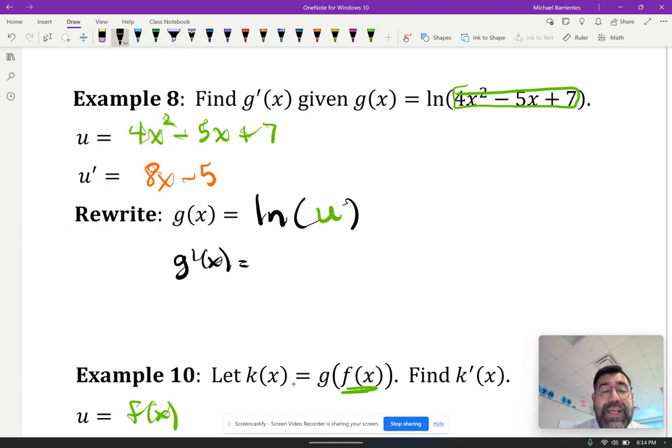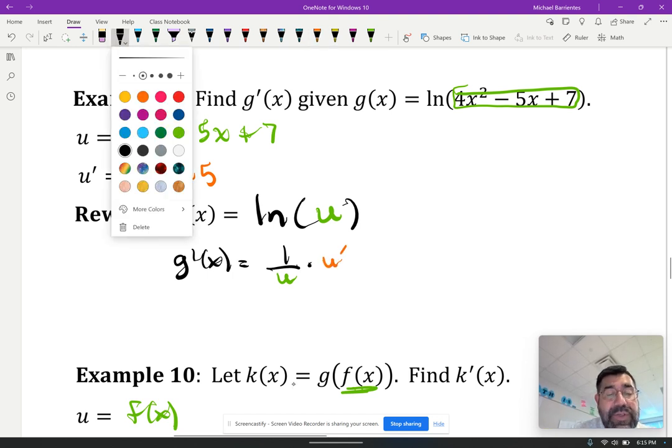take the derivative of the outer function. Well, what's the derivative of the natural log? 1 over x. Oh, but I don't have 1 over x. I don't have the natural log of x. I have the natural log of u. So therefore, that's 1 over u times the derivative of the inside function, which would be u prime.